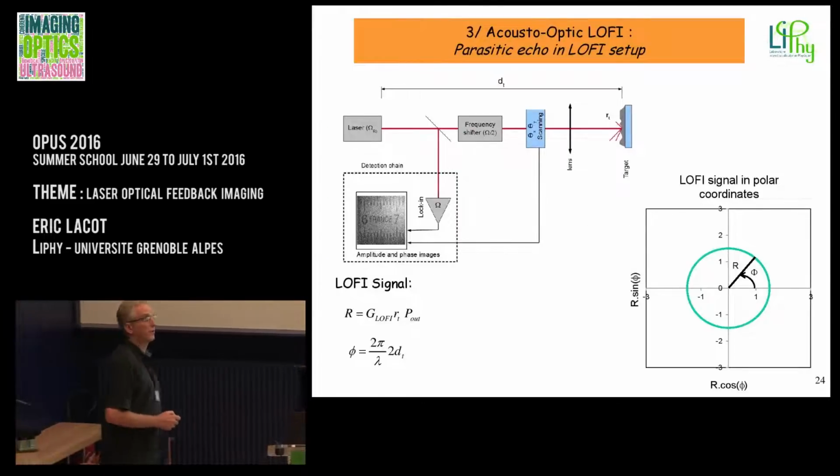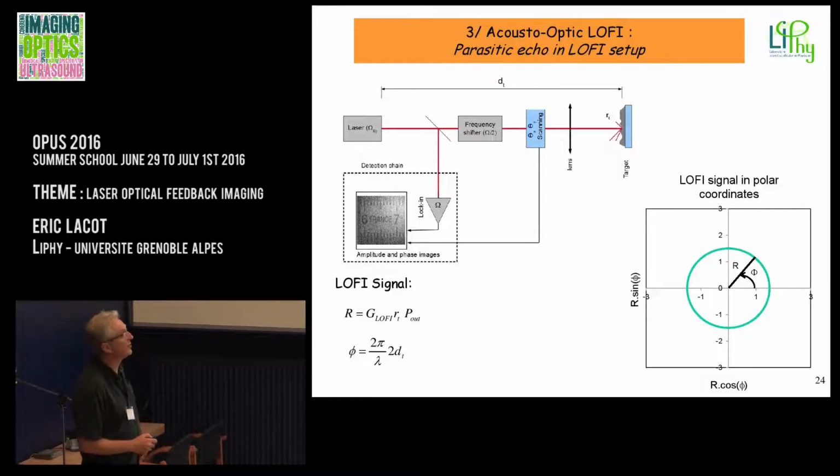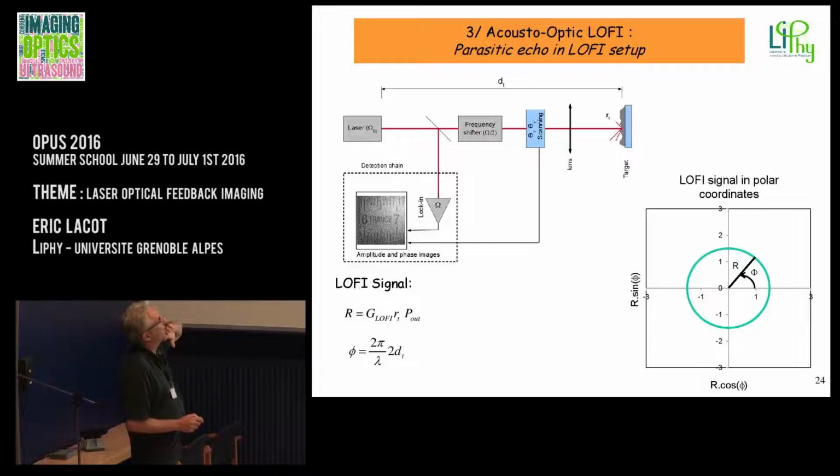Now the third part of this talk. Now I would like to explain how it is possible to increase the sensitivity of our LOFI setup, and also to increase the signal-to-noise ratio by using acoustically tagged photons. And firstly, I need to explain what a parasitic echo is in a LOFI setup.